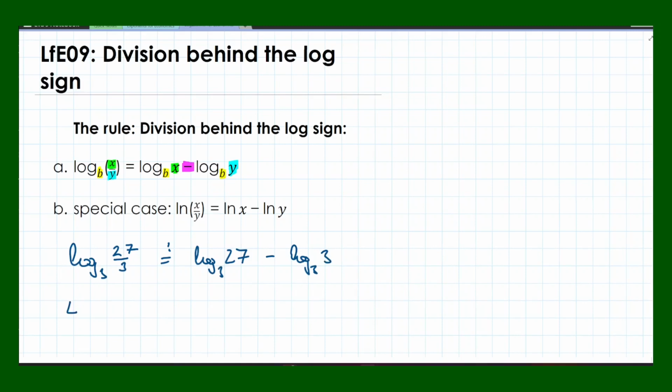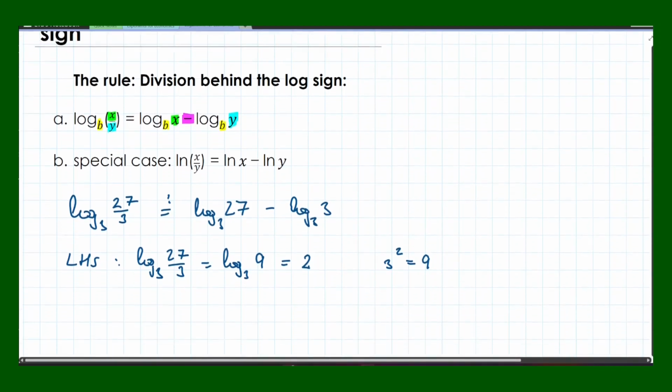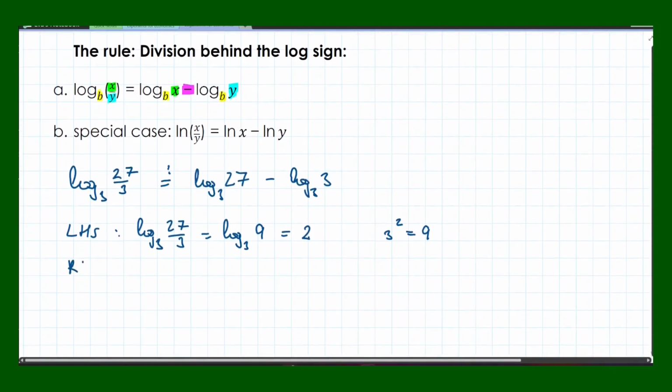Well, let's look at the left-hand side. The left-hand side is log base 3 of 27 over 3, which if I carry out the division or simplify the fraction, we get log base 3 of 9, because 27 divided by 3 gives me 9. And knowing what the logs are, I know that this is equal to 2, because 3 squared gives me back the 9.